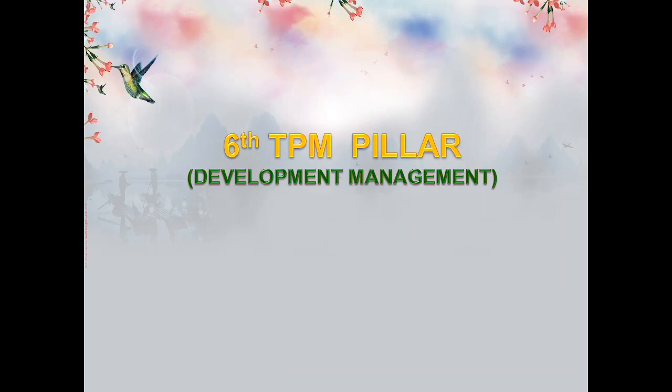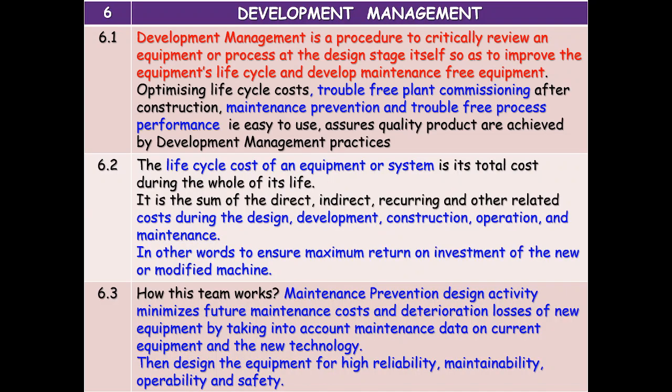The sixth pillar is development management. Development management is a procedure to critically review an equipment or process at the design stage itself so as to improve the equipment's life cycle and develop maintenance-free equipment. Optimizing life cycle costs, trouble-free plant maintenance after construction, maintenance prevention, and trouble-free process performance that is easy to use and assures quality product are achieved by development management practices.